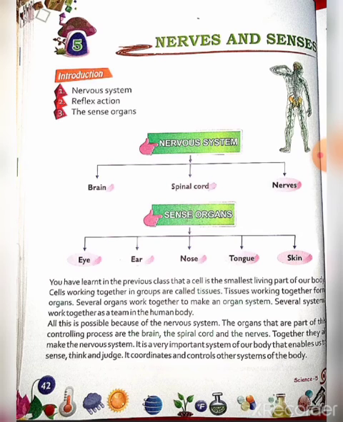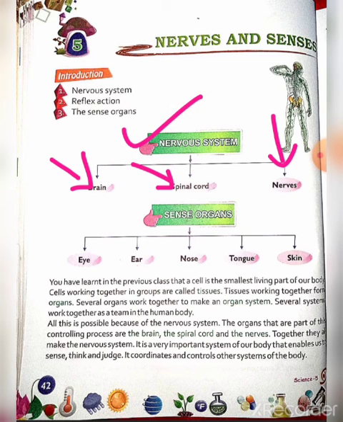Okay, so let's start. Nervous system. There are 3 main parts in our nervous system. The parts are the brain, the spinal cord and the nerves. So these 3 parts make up our nervous system. Then the sense organs. All of you learned about them in the previous class: eye, ear, nose, tongue and skin. There are 5 sense organs in our body.